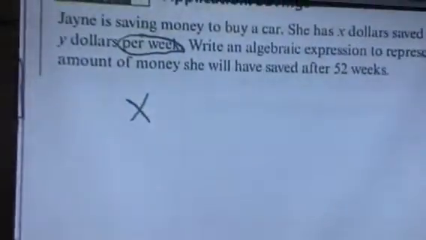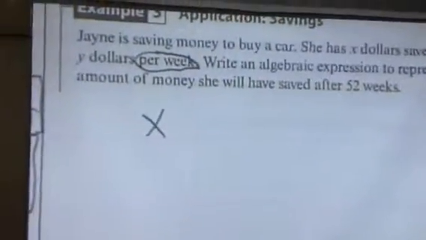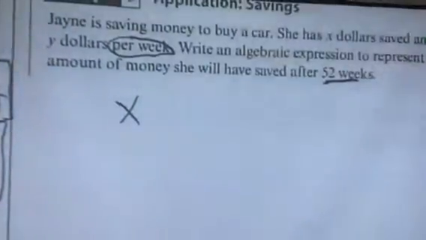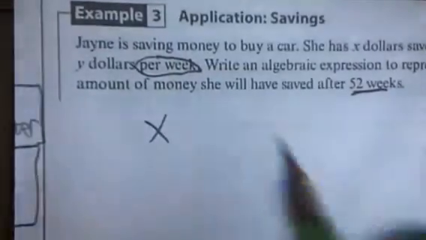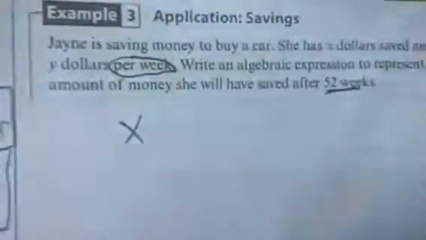Okay? Let's say that she was saving $2 per week and she saved for 5 weeks. How much total would you have? $2 per week, 5 weeks, you would multiply those two and you would get 10. So we want to multiply the 52 weeks by the amount of dollars that she is saving per week, which is Y, so we could write that as 52y.